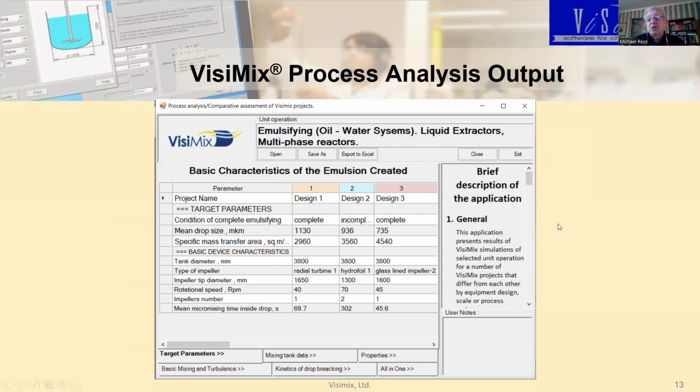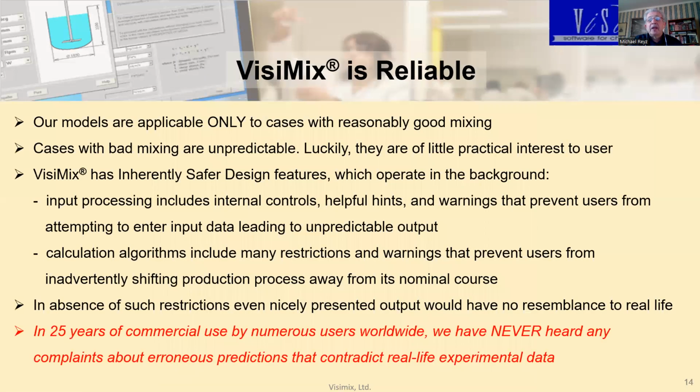Okay, let's move on to the first design. It gives us complete emulsification and the mean drop size of about 1000 microns. And the third design gives us the mean drop size of about 700 microns. So the final choice is yours, but Visimix gives you all information necessary to make the final choice and to finalize your design solution.